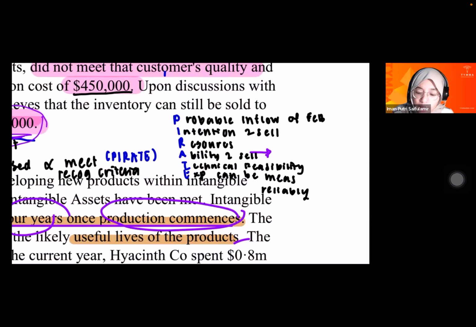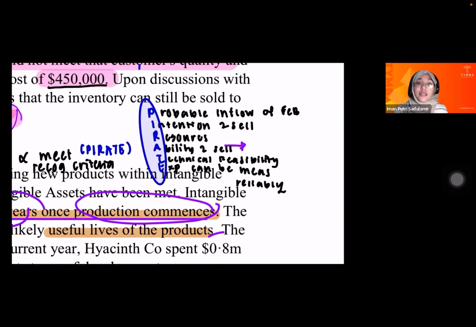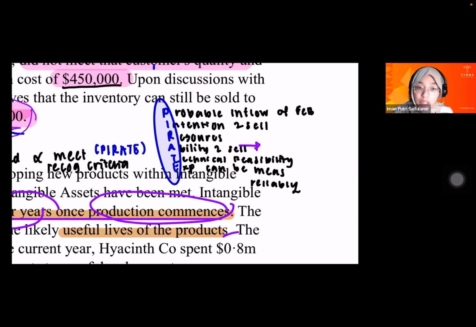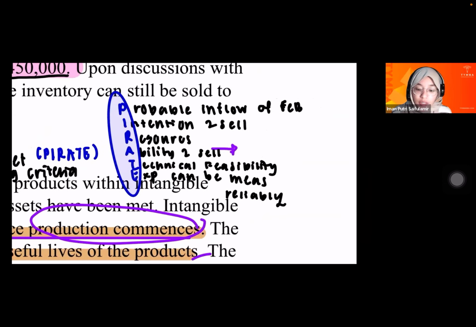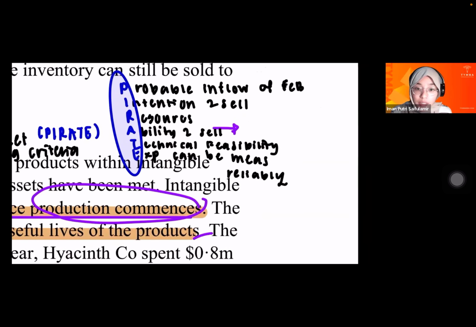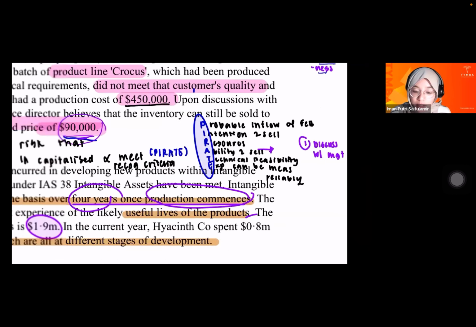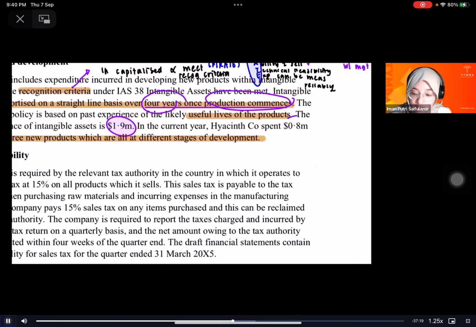So why am I taking you back to remember what PIRATE is? This is essential when you are answering your SP. You want to make sure each of these criteria is met by the customer. So first things first, what we can do is discuss with the management. Later on I will touch on discussing with the management.